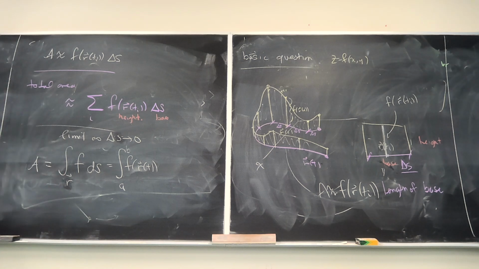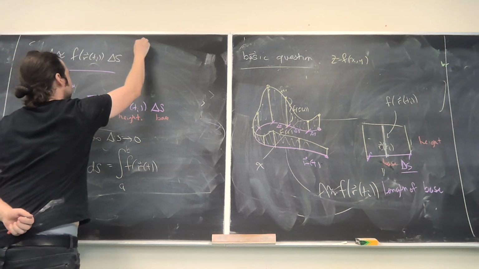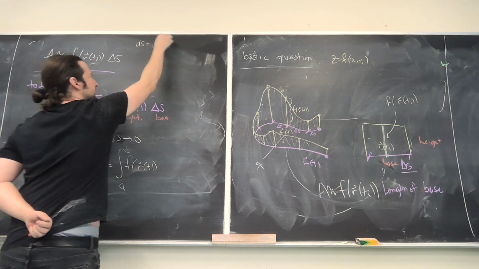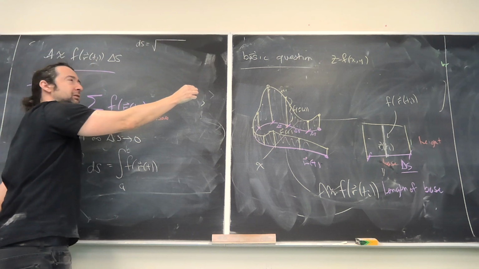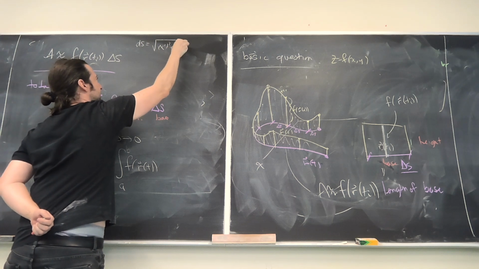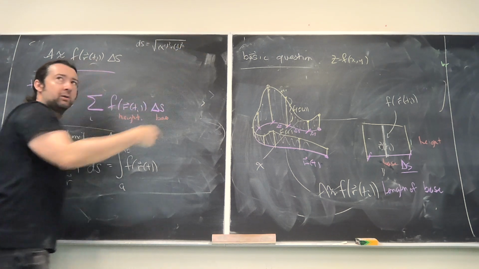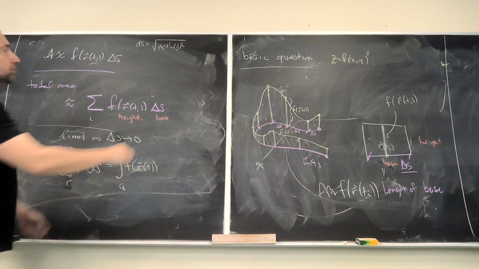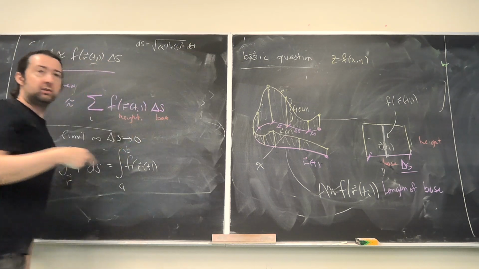And is there a way to calculate ds in terms of the curve? Do you remember how to do that? What is ds equal to? What is our unit arc length? x prime squared plus y prime squared. It actually will work with z prime squared as well. dt. Is there a more convenient way of writing that?